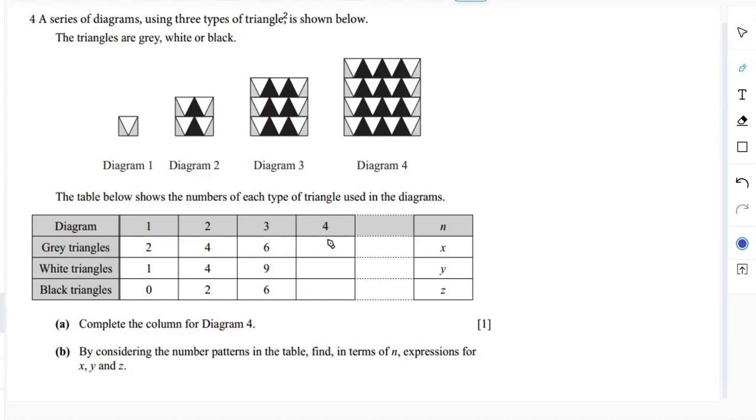So again, what do you have to do? We have this series of diagrams that we see here. Diagram 1, 2, 3, and then diagram 4. This table here shows the numbers of each type of triangle used in the diagrams. We have to complete the column for the diagram 4.